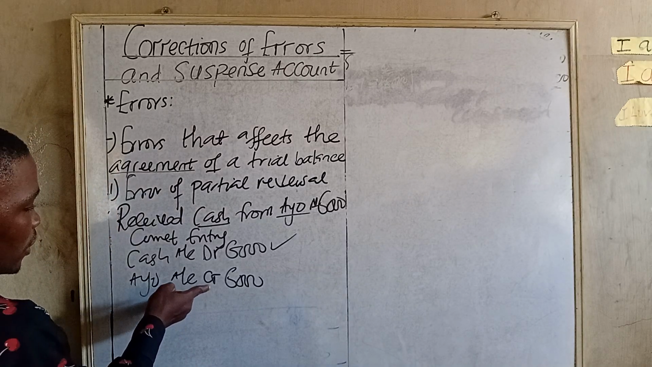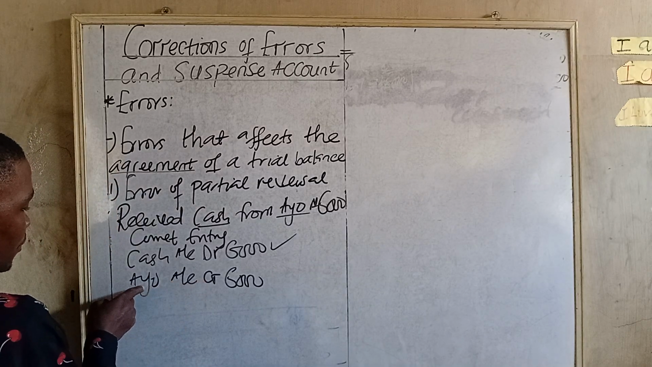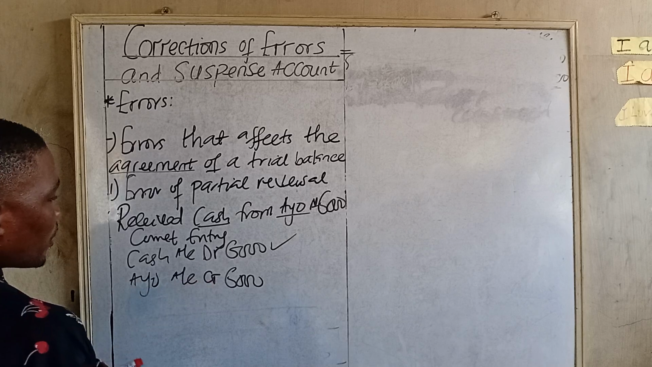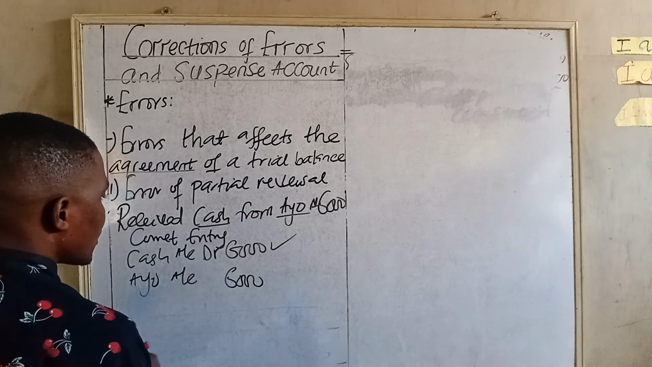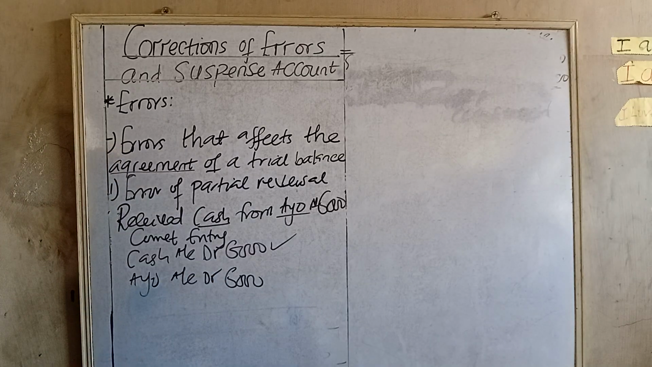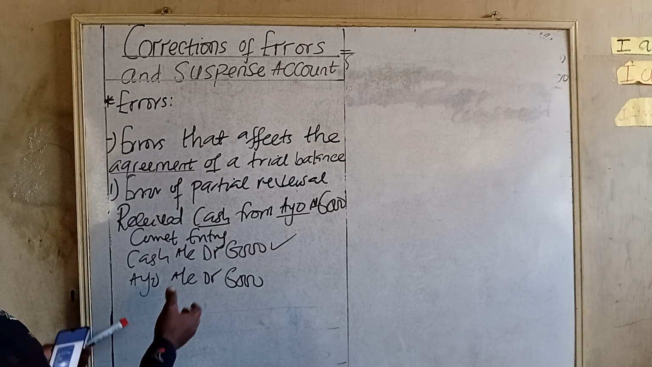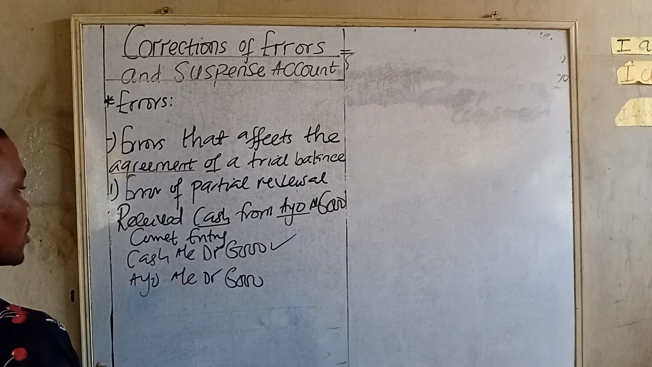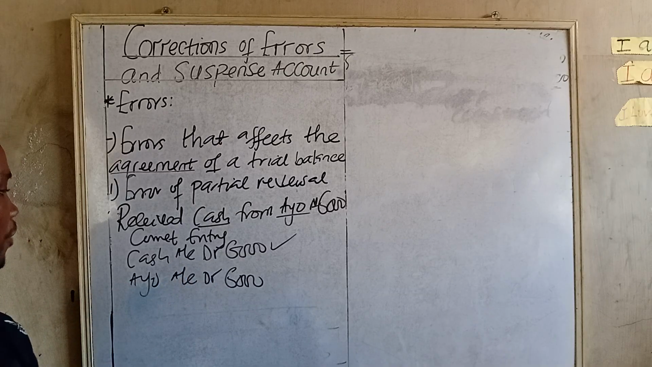We are not supposed to credit Ayo. We're now going to go and debit Ayo. Are you with me now? So this one is called what? Error of partial reversal.